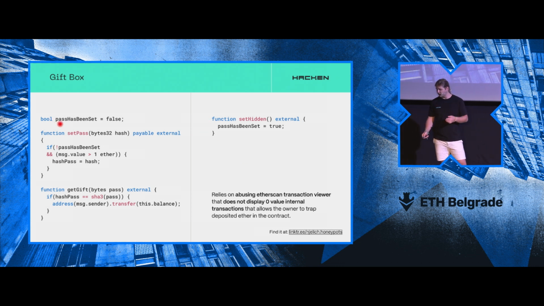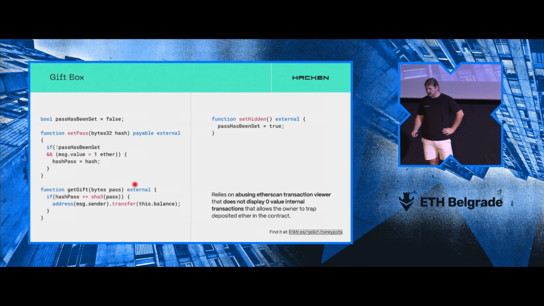We have 2 key functions. Let's look at getGift. So this is a good way to set a password, by the way. You don't want to set the password in the contract because all variables, all data in the contract is really public. You want to use the hash of the password. So we have getGift, which takes a password as the input and checks if that password unhashed matches the hash that has been set, and then it gives you all the monies.